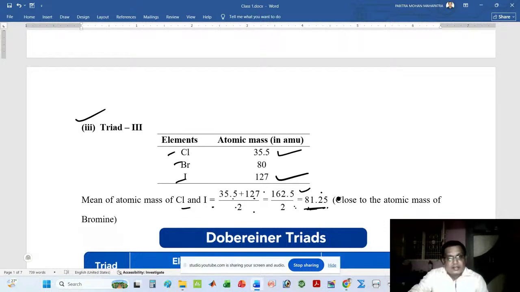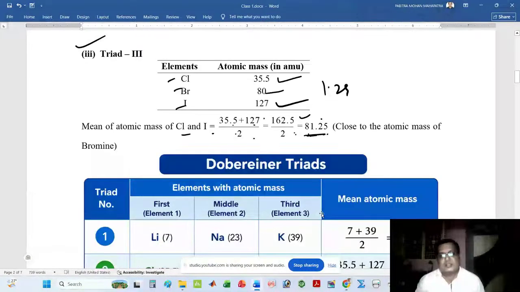Look at the table. Bromine having atomic mass is 80. They are also close to each other. The difference is 1.25. Here the difference is 0.5. Here the difference is increased, that is 1.25. However, the mean of atomic mass of chlorine and iodine is, however, closer to the atomic mass of bromine.